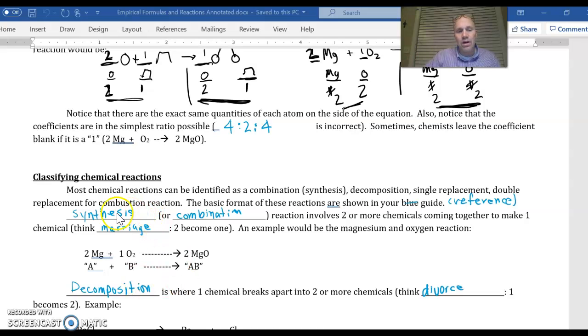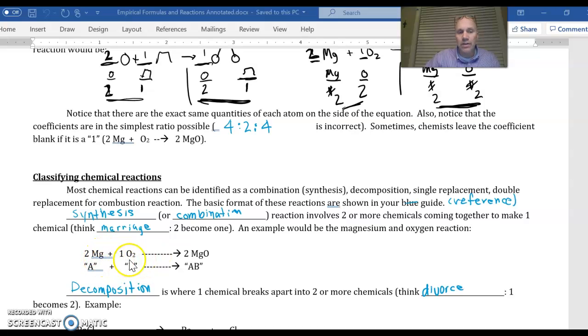All right. So the first of these reaction types is what's called a synthesis or combination reaction. All right. And this is when you have two or more either elements or polyatomic ions coming together to make one. All right. And so I always make the relationship analogy, think about marriage. Two things come together to make one.